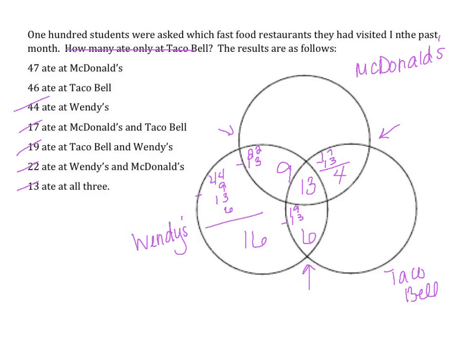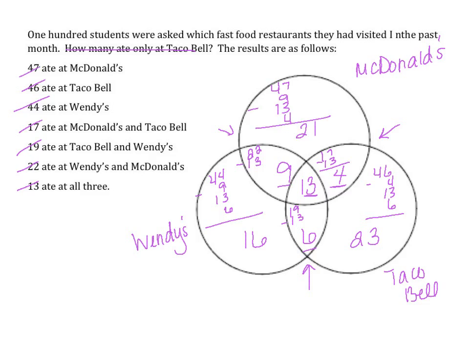46 ate at Taco Bell. But again, we're taking into consideration 4, 13, and 6. So we'll take 46 and subtract 4, subtract 13, subtract 6. So a total of 23 ate only Taco Bell. 47 ate at McDonald's. So again, we have 47 total. We have to subtract the 13, the 4, and the 9. So 21 ate only McDonald's.